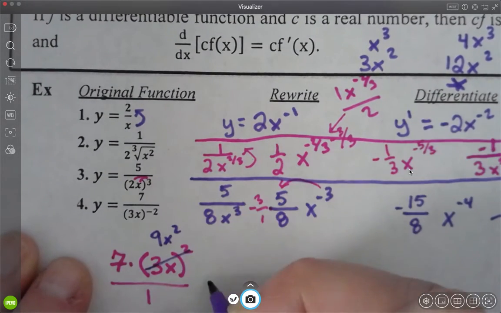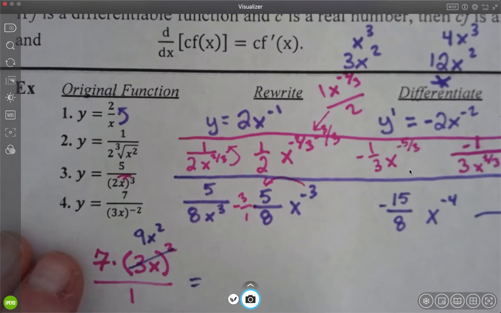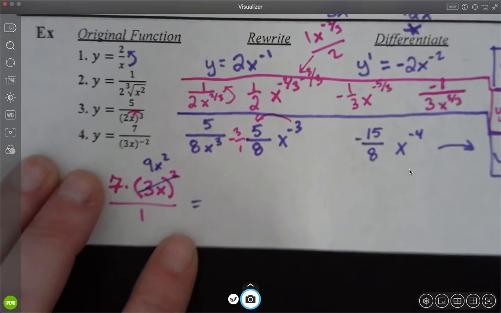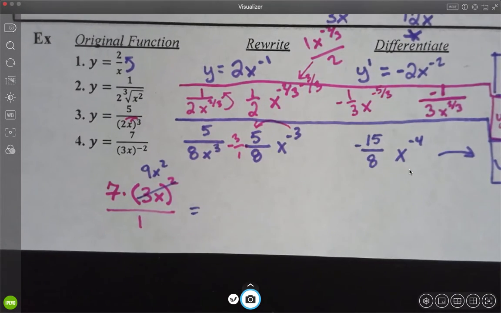But that is just what? Because the 3 is also squared. Because the 3 is inside of the parentheses, you have to square the 3 also. So 7 and 9x squared on the top. We're going to multiply those.